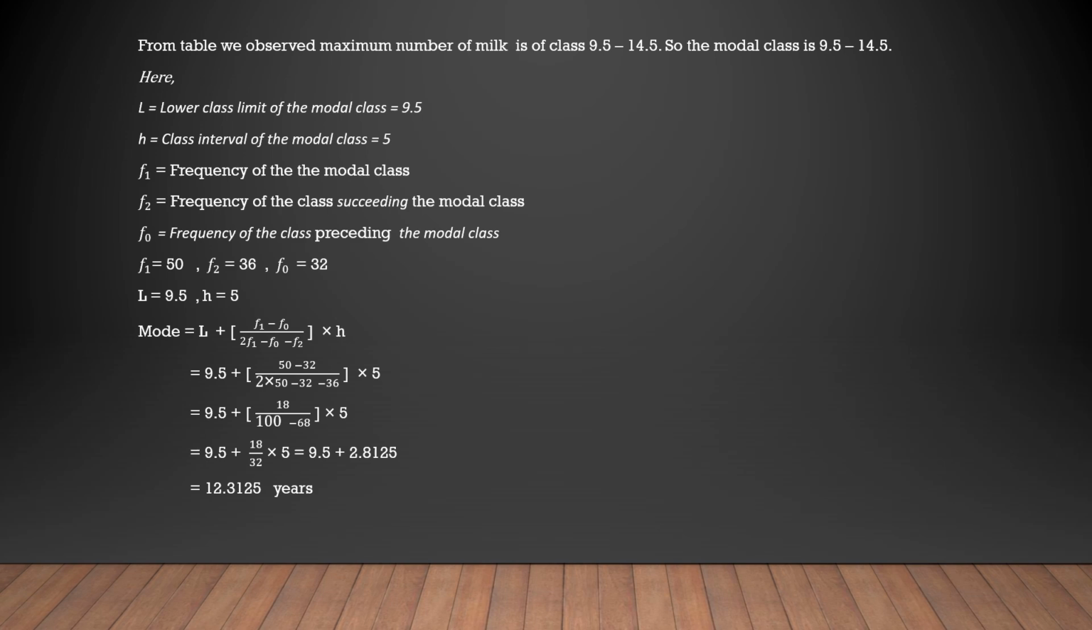90 by 32 is 2.8125. 9.5 plus 2.8125 is equal to 12.3125. 12.3125 years. Mode is 12.3125 years.